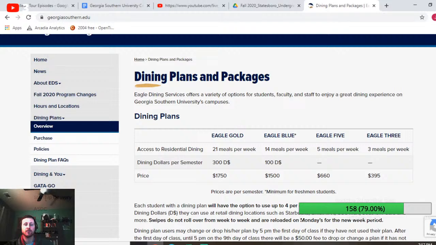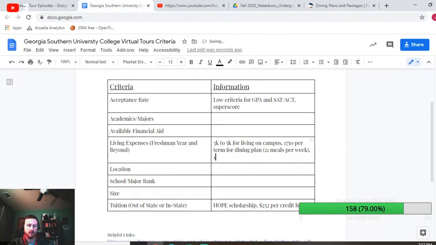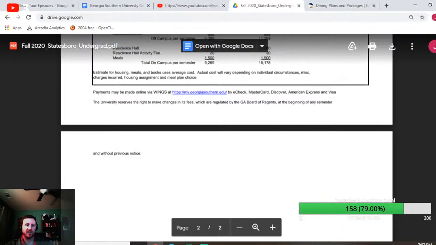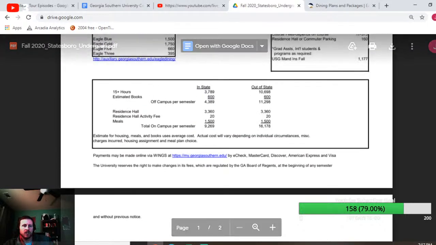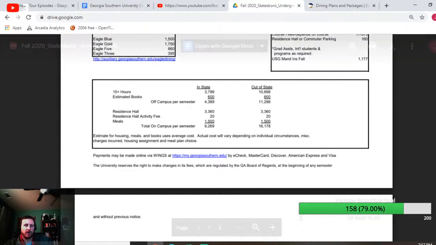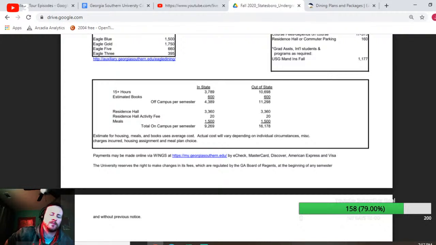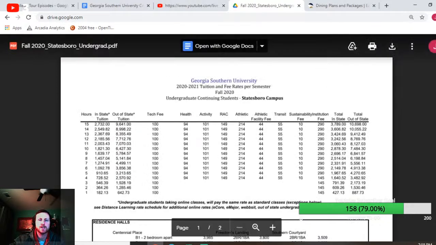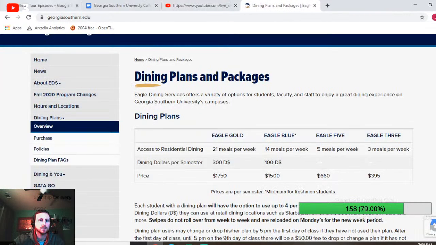That's honestly reasonable. 1,500 for 14 meals per week. For $250 more, you might as well be able to get breakfast, lunch, and dinner. Honestly it's pretty reasonable if I'm being absolutely honest. In-state estimated books, $600. So you're looking at $4,300 at the most if you're doing 15 credit hours, plus your residence hall, activity fee, meals. So 10,000 a year or so in stuff. Well, maybe that's per term. But yeah, that's pretty good, I think, if I'm being honest.